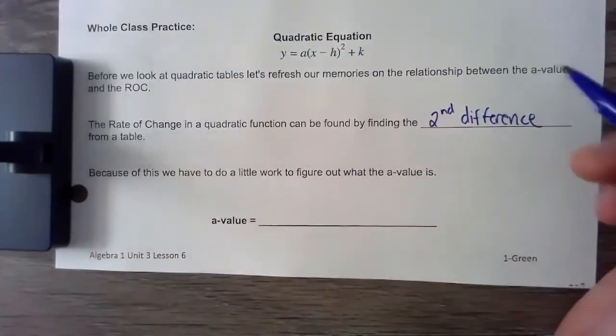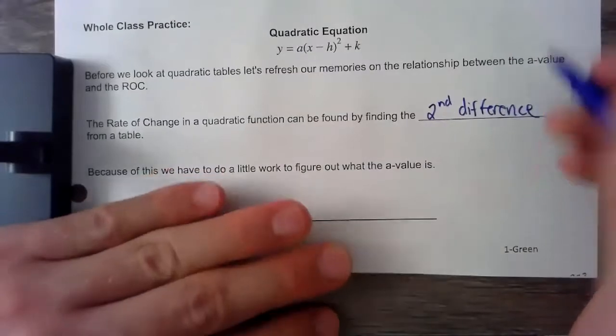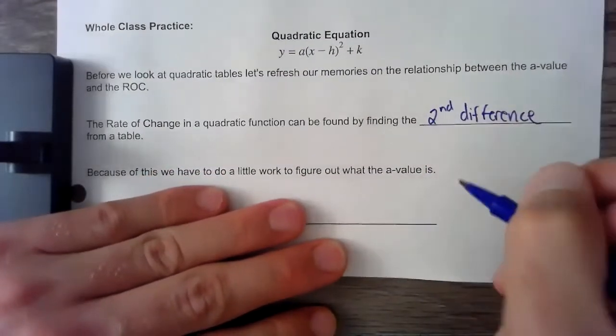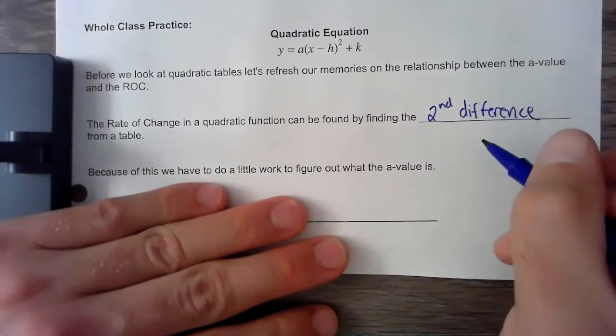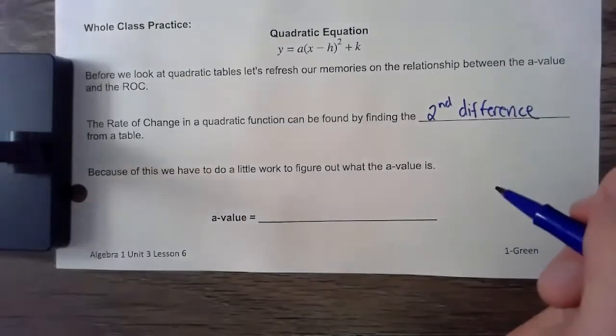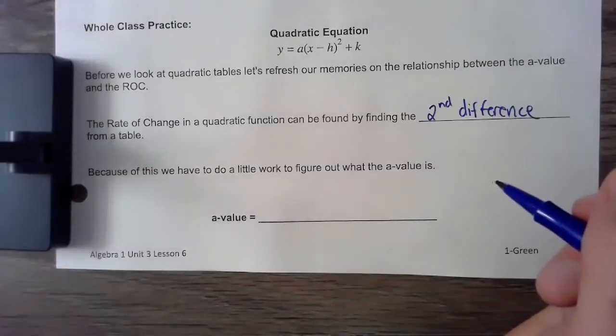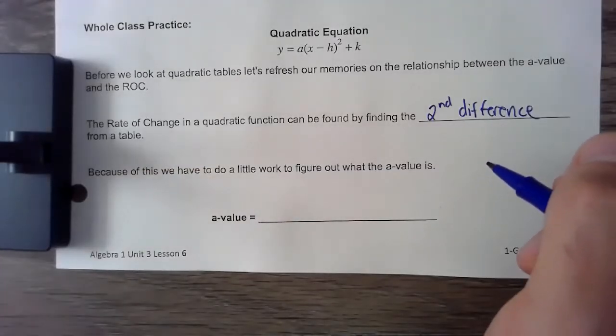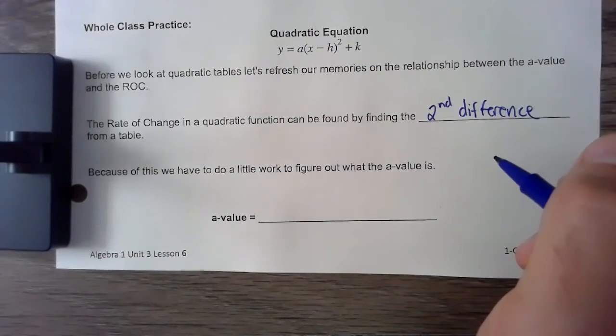From a table. Now, if we remember what that is, we have all of our y values, and then all of those arrows that we draw initially are changes in y's. That second difference is what we see after the change in y, so the pattern that we see of what we have to add or subtract to get the next change in y. So because of this, we actually have to do a little work to find the a value, right?